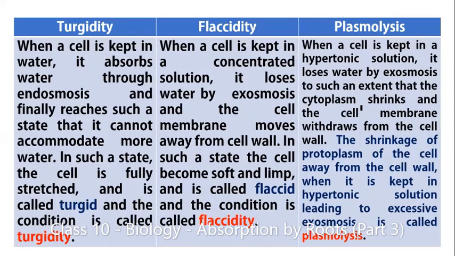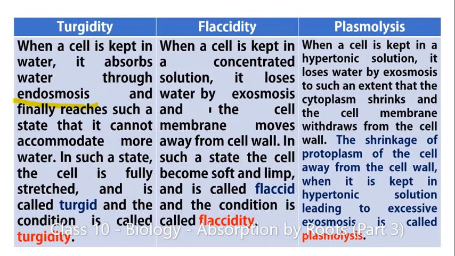Now, based on that, when a cell is placed in such solutions, we see certain phenomena taking place. Three types of phenomena are there: turgidity, flaccidity, and plasmolysis. So what is turgidity? When a cell is kept in plain water, or a solution having a higher concentration of water molecules compared to the cell sap, in such cases we see endosmosis taking place.